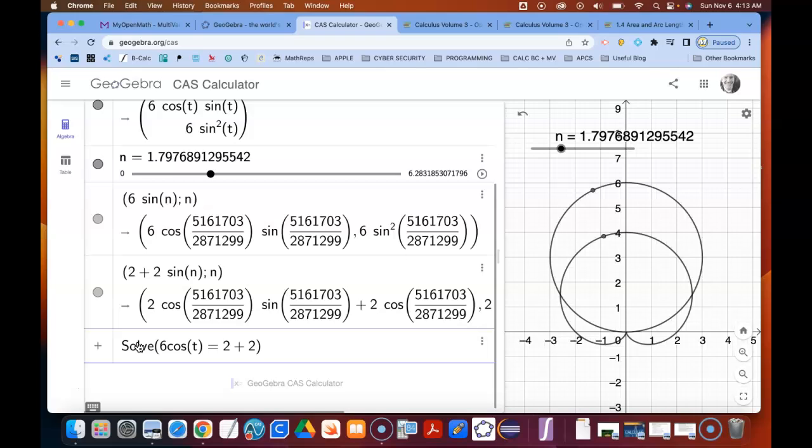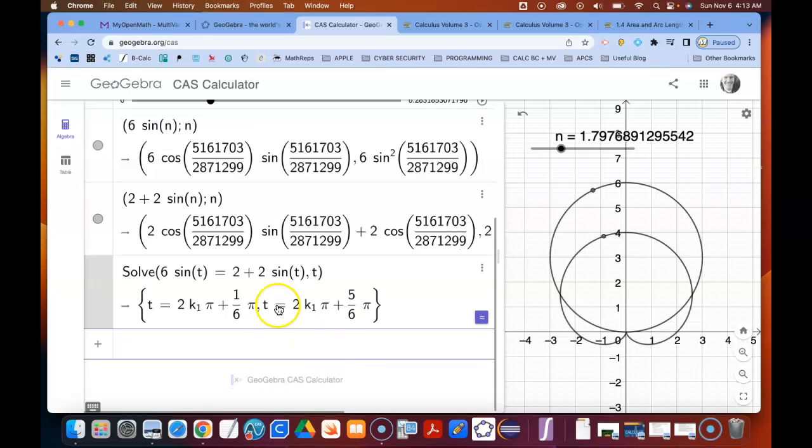Oh, that's not a cosine. That should be a sine, shouldn't it? And this is going to be 2 sine of t. And I probably should declare my variable as a t. And so don't freak out about this solution set. There are two solutions. K is an arbitrary integer.